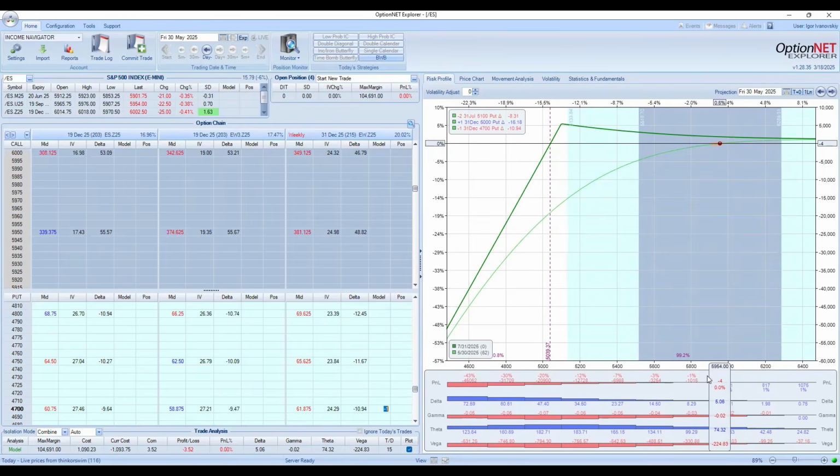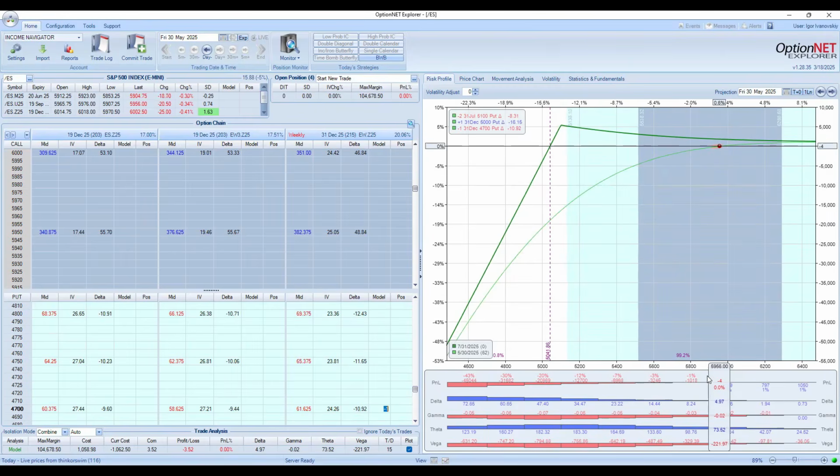So what happens is Tasty lets you put on this trade with very little upfront cost or buying power usage, right? The underlying starts to go down, volatility starts to go up. Tasty Trade knows the risk is real, even though ES is not going to zero, but they're going to ramp up that buying power really, really fast, right?